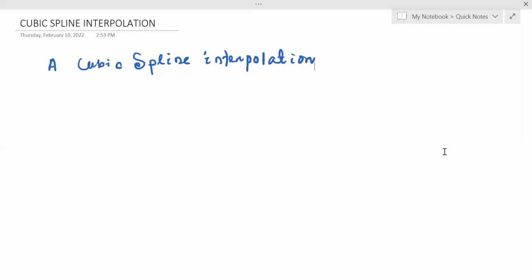Okay. First we will discuss what is the meaning of the cubic spline interpolation. Means a cubic spline interpolation will satisfy the following properties.